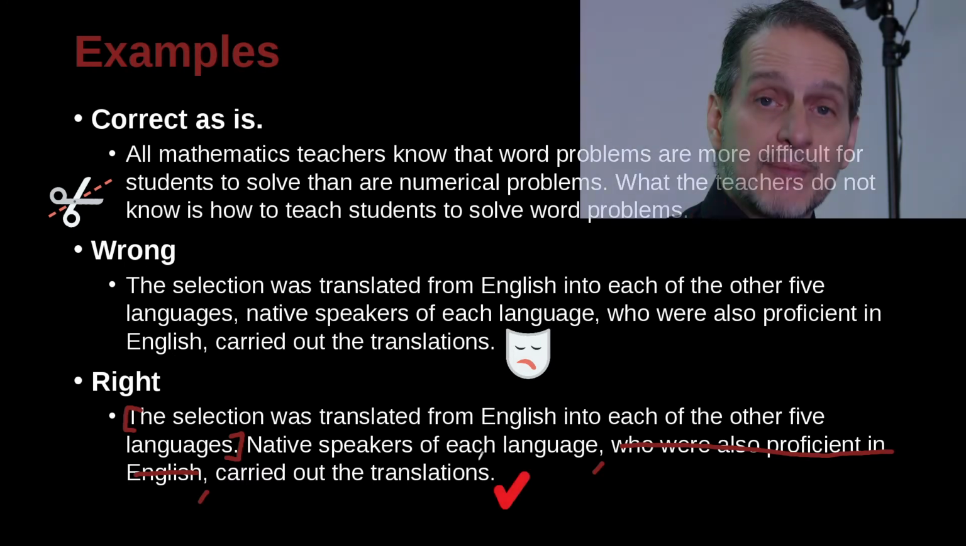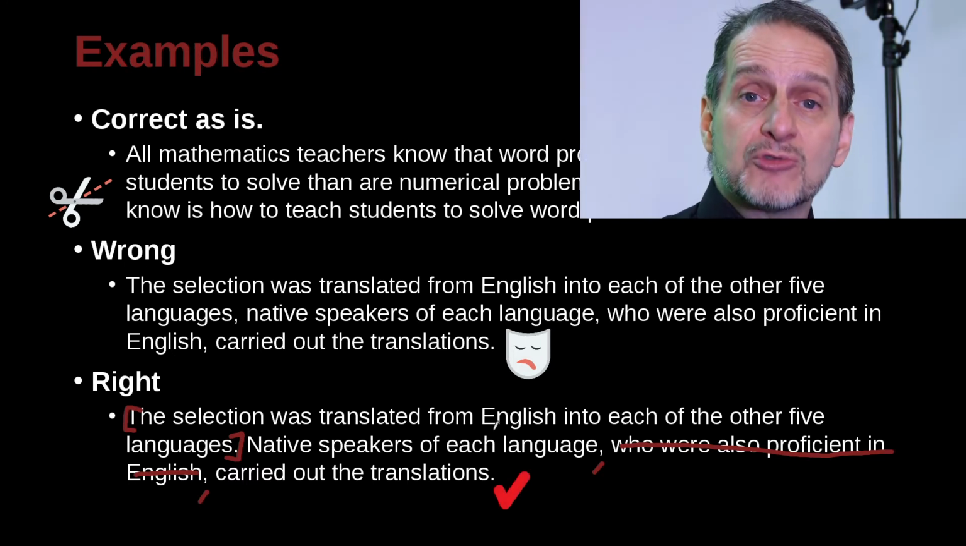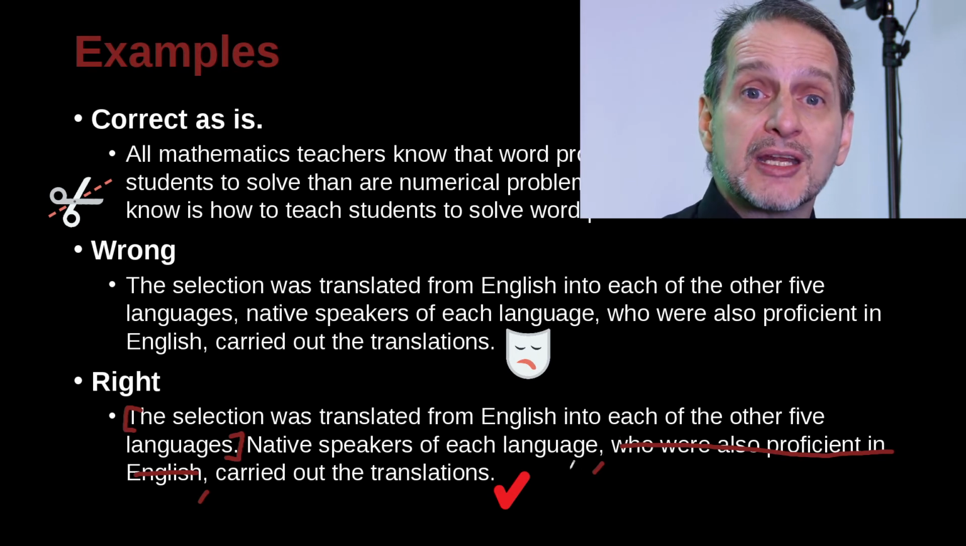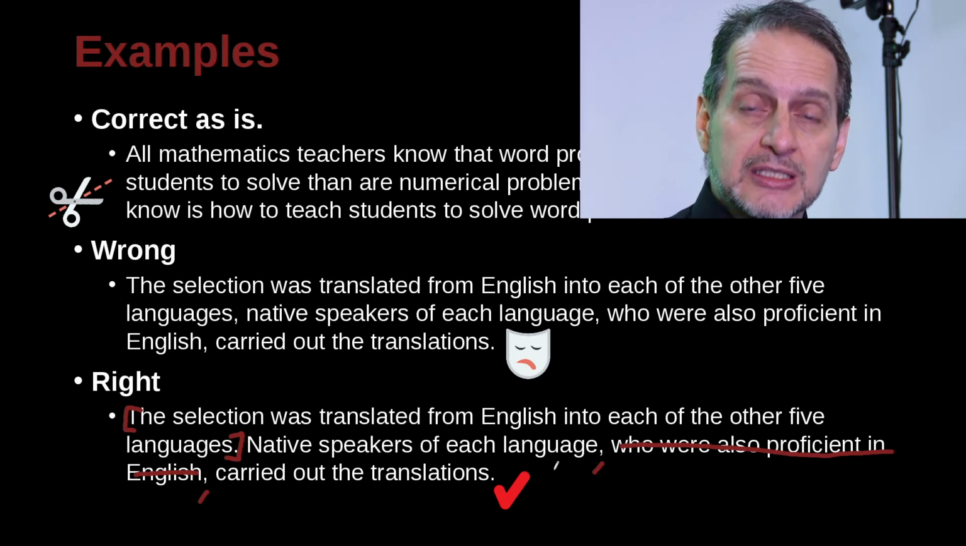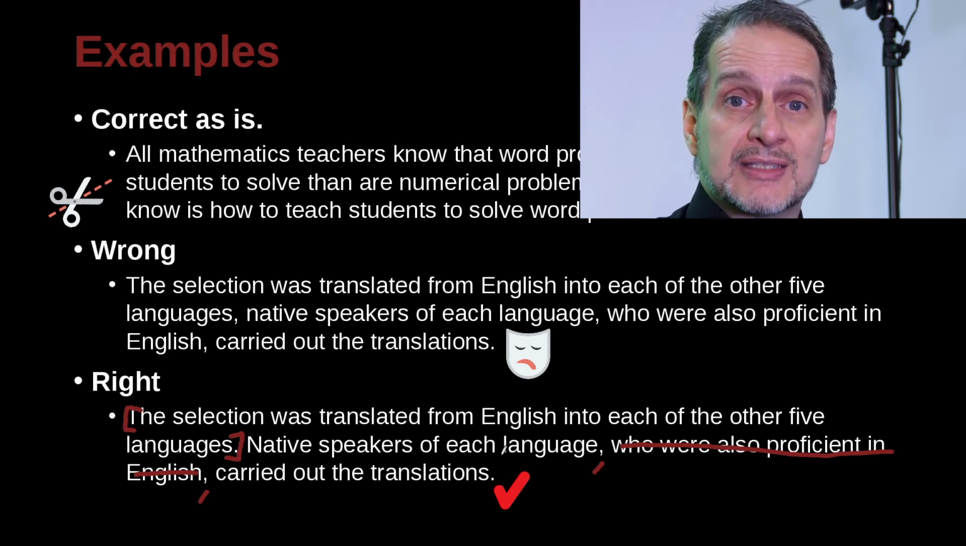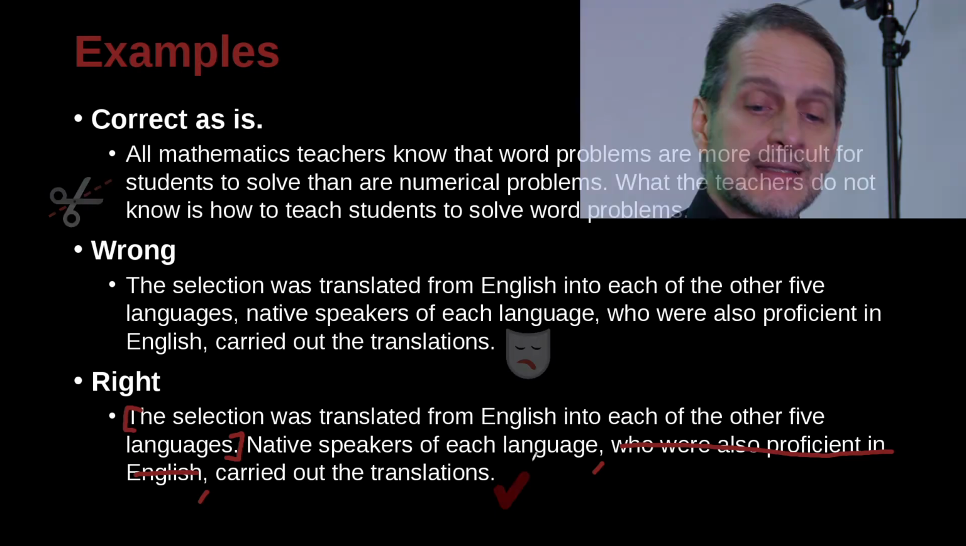So that's a good example of a non-restrictive adjective clause. That is, we need a comma before and we need a comma after because the sentence still can be a sentence and it still makes sense. It still has the same basic idea.